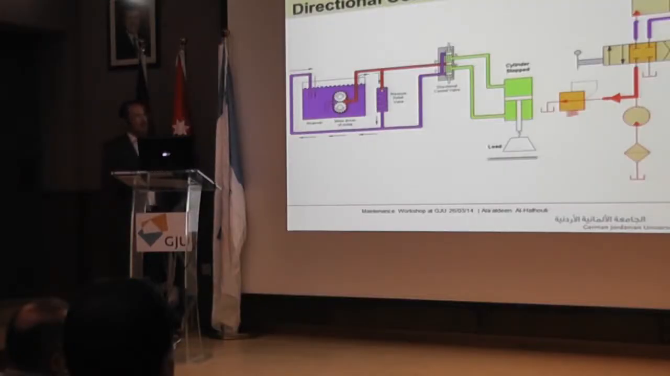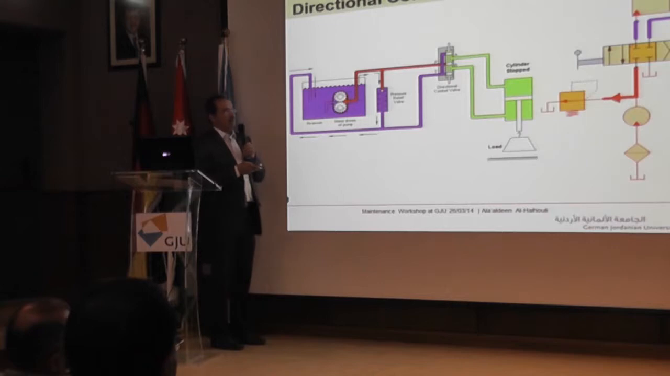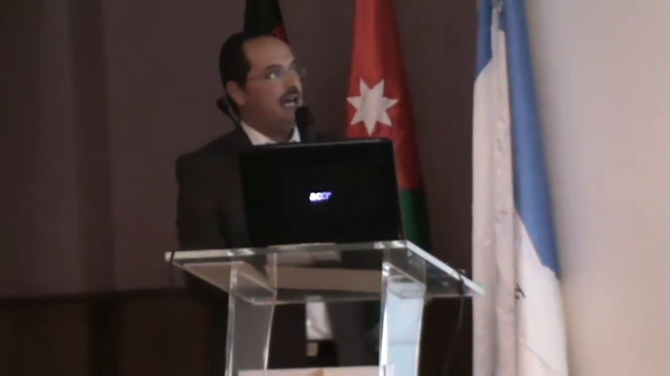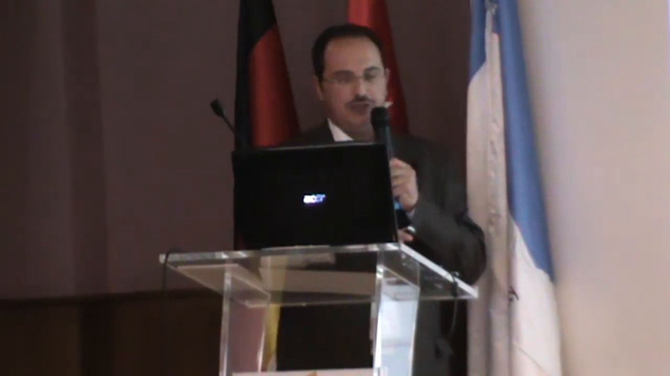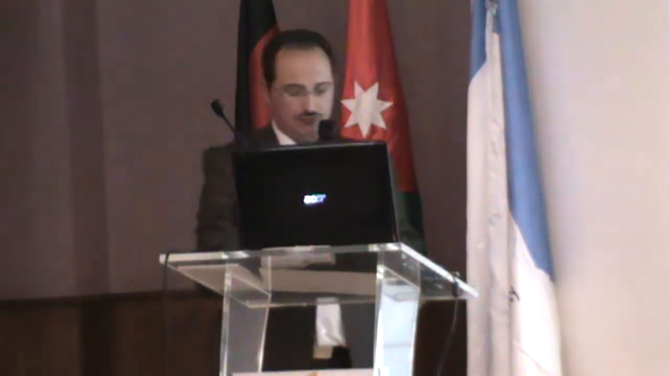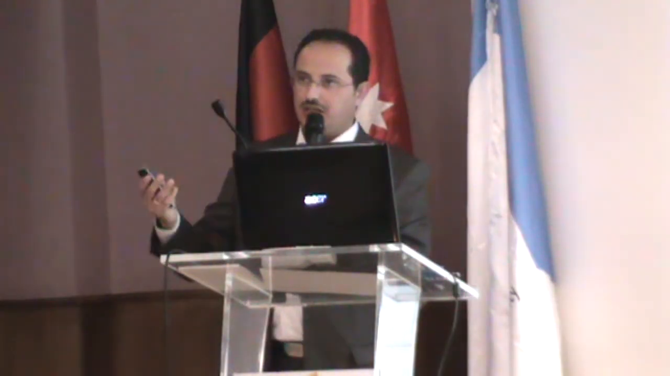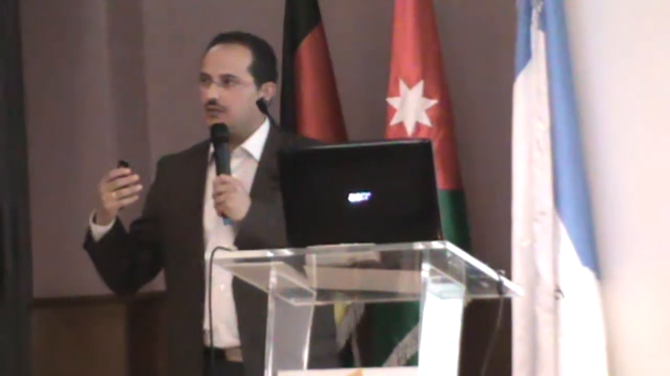Now, as you can see here in the middle, we have three positions. The first position is for retracting, the second is for holding. All of the valve ports are closed, there is no more flow of fluid, and the load or the piston will hold its position at this point. The last is to extend the cylinder by moving the directional control valve to the right, to the left envelope. This movement can be done manually, mechanically, or electrically. There are a number of methods that can be used in this case.